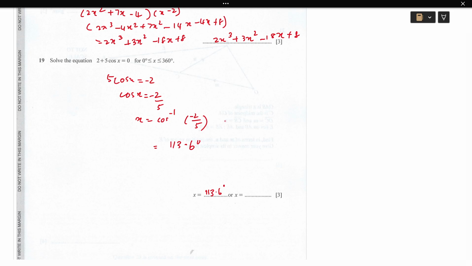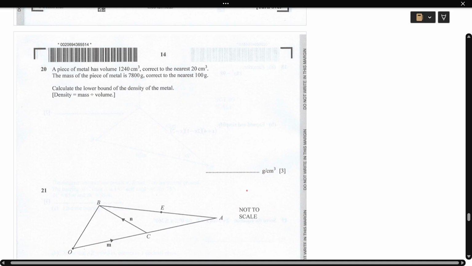So cos value is negative in quadrant 2 and quadrant 3. Here is quadrant 2, so we do 180 minus 113.6, which is 66.4. Then we add 180 plus 66.4 and we will get 246.4. This is the second angle. Okay, so we go to our next question.